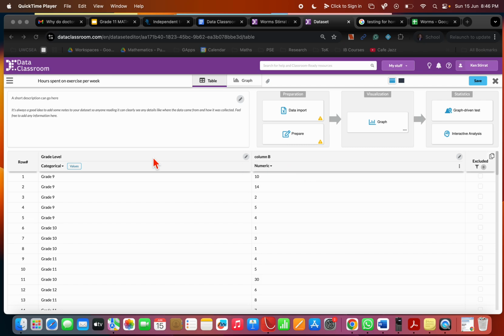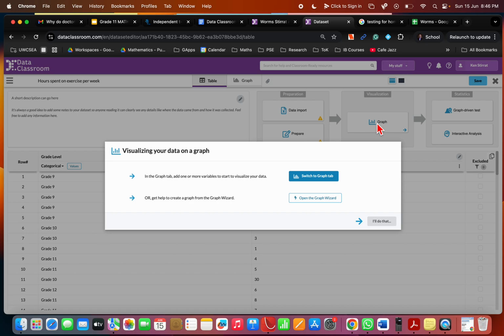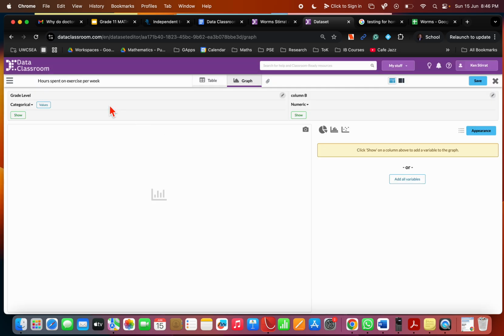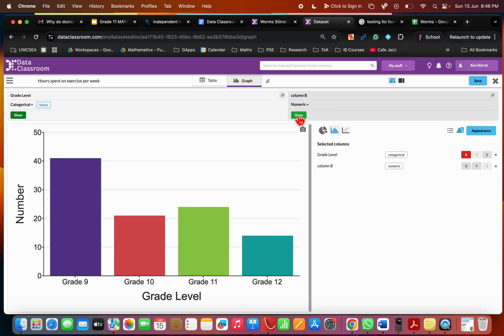So we've got a data set here. This is about hours spent on exercise per week. I'm going to go straight to the graph, switch the graph tab. I'm going to put both variables down here. I'm going to select the grade level for the x-axis, and on the y-axis, that doesn't seem to have a title there, we're going to go and change that.